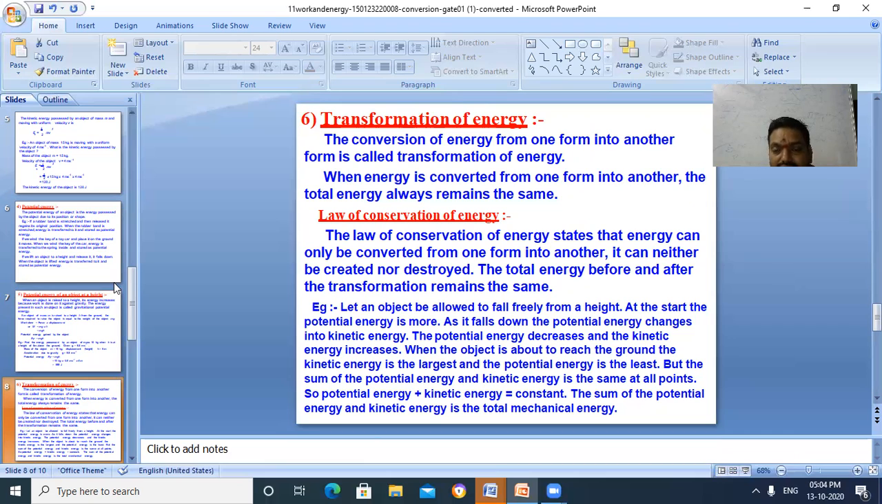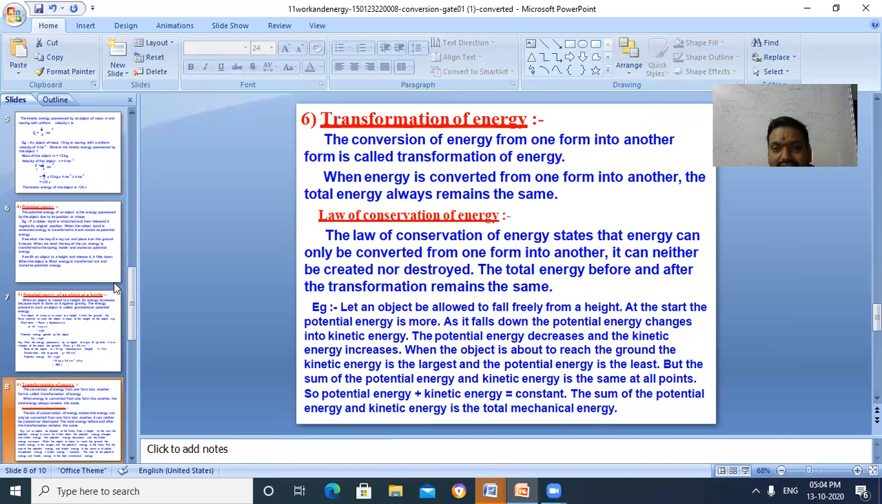So though it is converted into another form, the total energy remains the same. For example, when potential energy is converted to kinetic energy, the sum of PE and KE remains constant at each and every stage. The law of conservation of energy states that energy can only be converted from one form to another. It can neither be created nor destroyed. So the total energy before and after the transformation remains constant or the same.